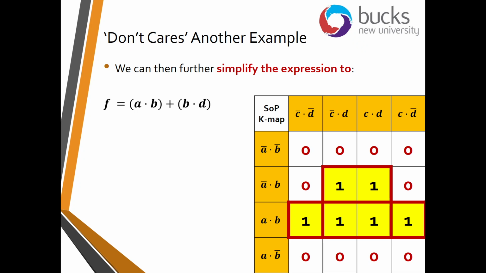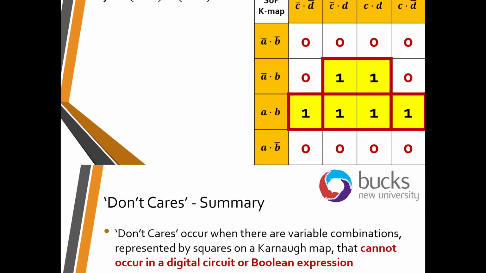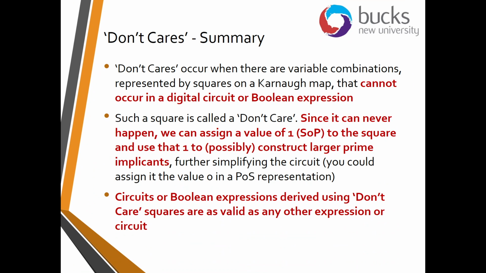When you're thinking about the practical design of your circuitry, your actual functionality, you might have some combinations of inputs which you really don't worry about. Don't cares occur when there are variable combinations represented by squares on a Karnaugh map that cannot occur in a digital circuit or a Boolean expression. And since a square is called a don't care, since it can never happen, we can assign a value of 1 to the square, or we can use that 1 to possibly construct larger prime implicants, further simplifying the circuit. You could also assign it the value of 0 in a POS representation.